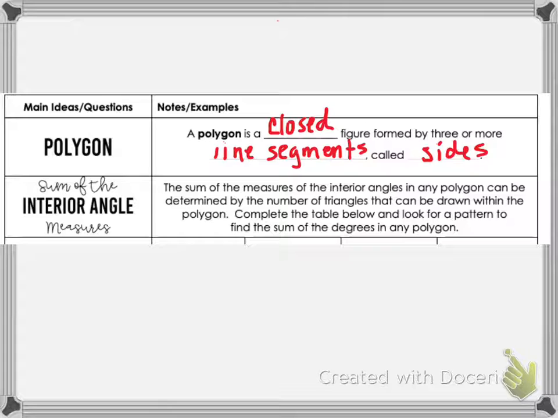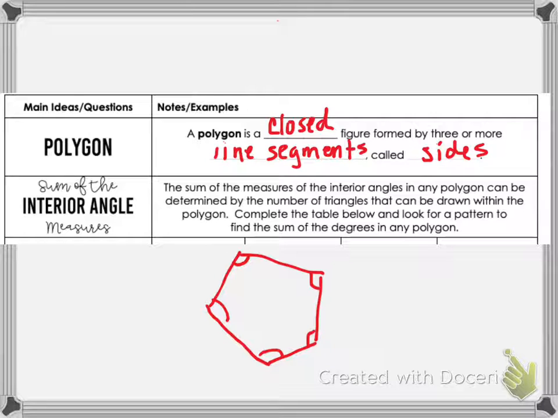Okay, the sum of the measures of the interior angles in any polygon can be determined by the number of triangles that can be drawn within the polygon. Complete the table below and look for a pattern to find the sum of the degrees in any polygon. So an interior angle of a polygon, here's what they're talking about right here. Let's say we have this pentagon, and these are the interior angles. So they're talking about these angles here.